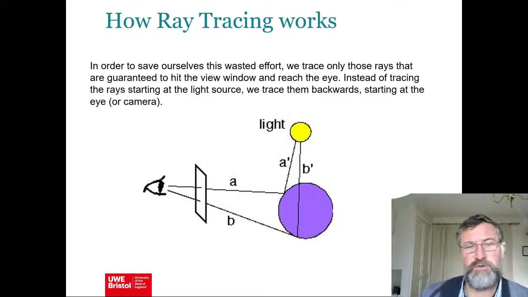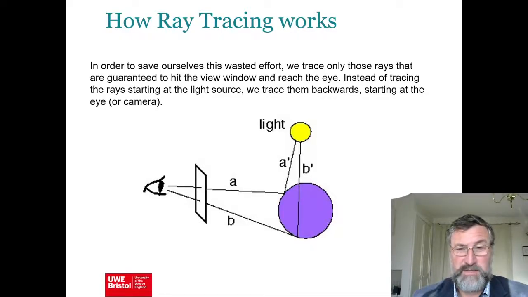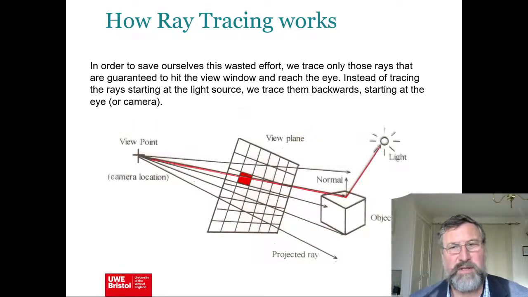So as it says here, we're saving ourselves wasted effort and tracing only those rays that are guaranteed to hit the view window and reach the eye. Instead of tracing the rays starting at the light source, we trace them backwards, starting at the eye, as I just said. This is what this diagram is meant to be showing. And this is another diagram, probably a slightly better one I've got of that.